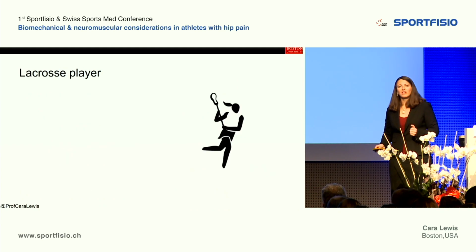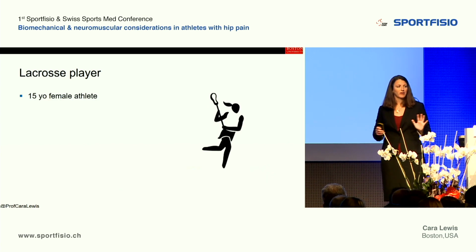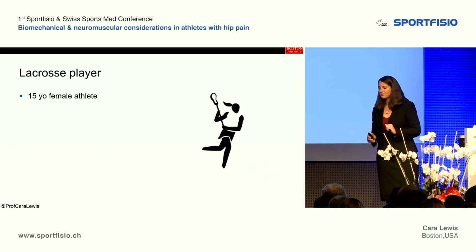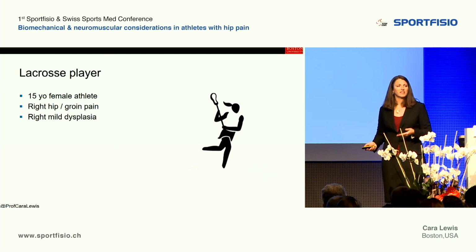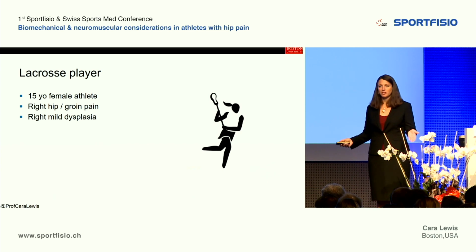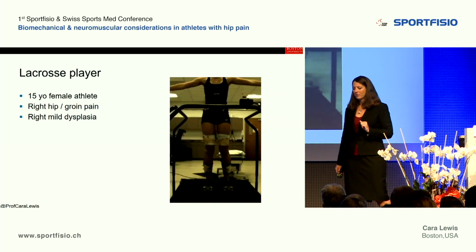So if we now look at a lacrosse player, this is a 15-year-old, so she was not in this category of the 30-year-old woman. She also had right hip or groin pain, and she also had right mild dysplasia. And so you can think two similar structures, they're going to be similar problems. Just like Professor Lunig highlighted, not every structure is the same, and not everyone's going to need the same treatment. That's true in physical therapy too.